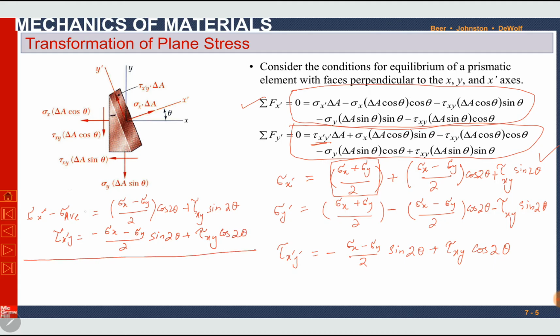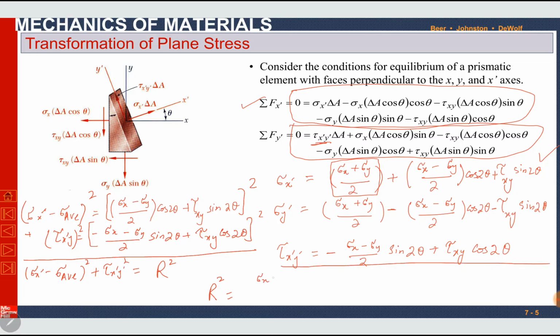I am just squaring both sides of these expressions and adding them. So this will be sigma x dash minus sigma average square plus tau x dash y dash square is equal to the sum of these two terms. Let me call the sum of these two terms equal to r square. So what will be the r actually? R square is equal to sigma x minus sigma y divided by 2 square plus tau xy square. You can do this simplification. I am calling this term equal to r square. So what is this expression? This is the expression of a circle.